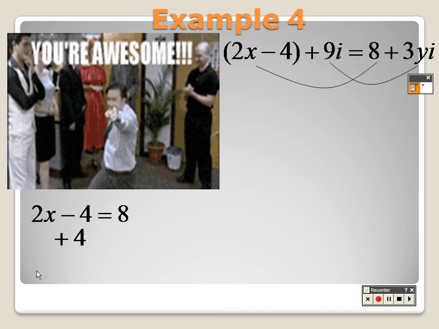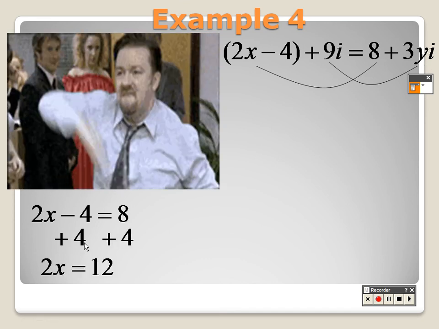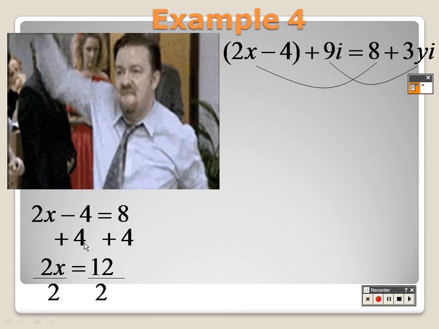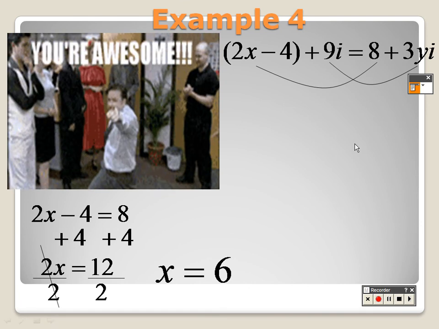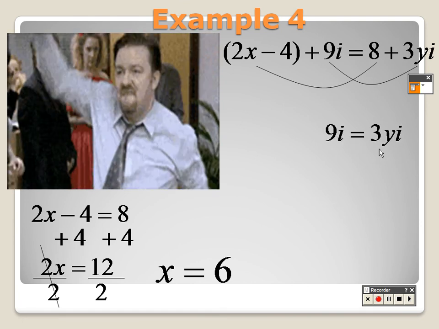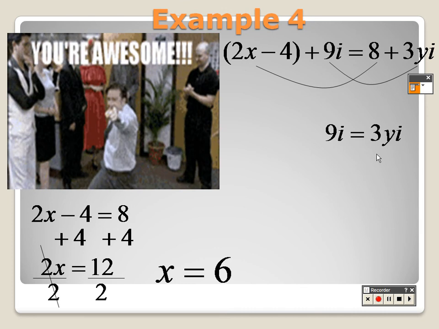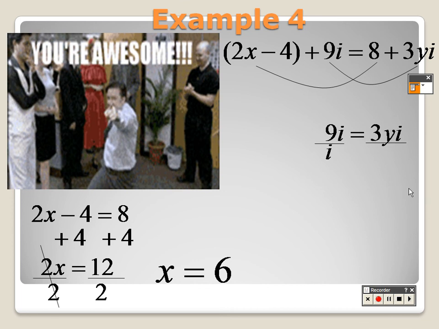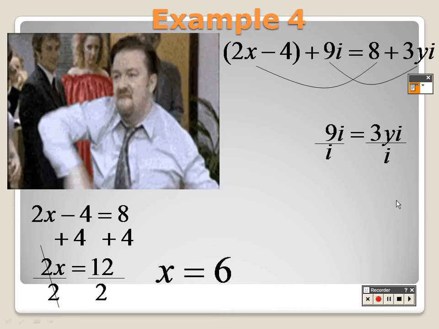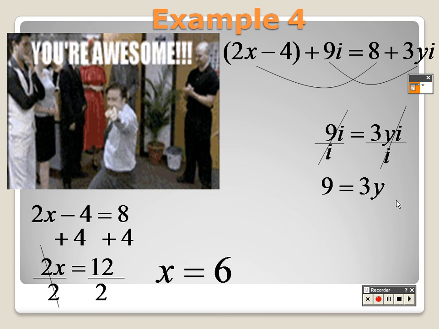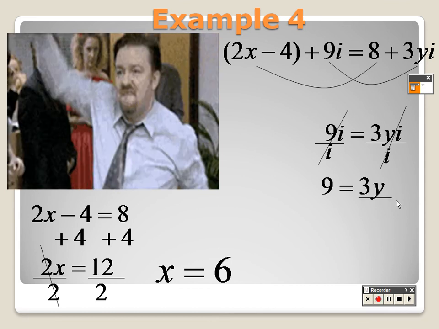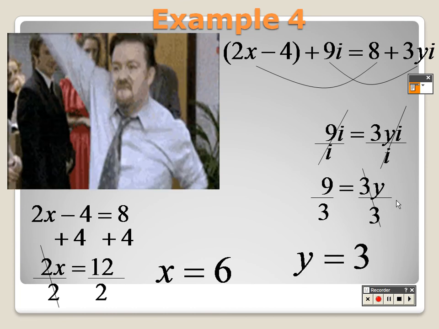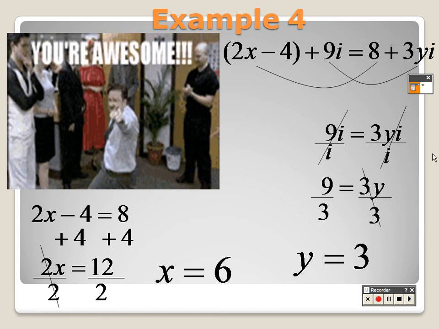So this is something else to keep in mind. So to solve this, I add 4 to both sides to get 2x equals 12. Divide by 2, and I end up with x equals 6. This equation now is 9i equals 3yi. Well, I can divide both sides because I'm trying to get y by itself. Divide them by an i, right? Because if I divide by an i on both sides, the i's are gone, leaving me with 9 equals 3y. And then from there, I can divide both sides by the 3, and I get y equals 3. And if you plug both those in, it'll be the same on both sides.